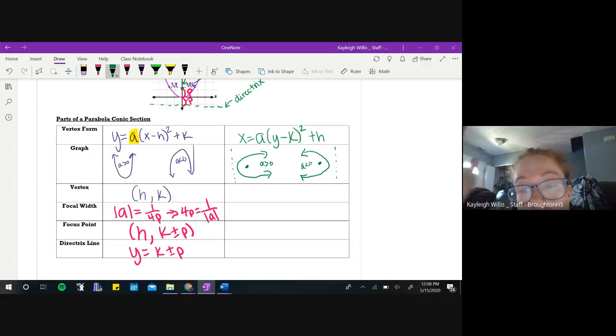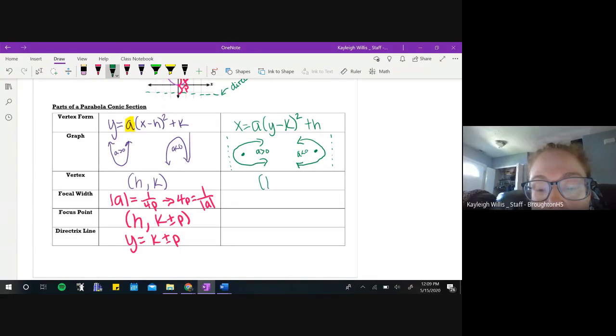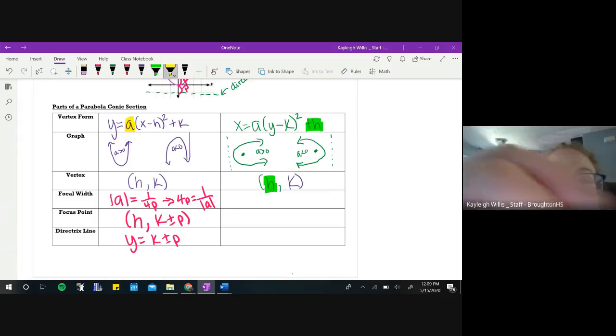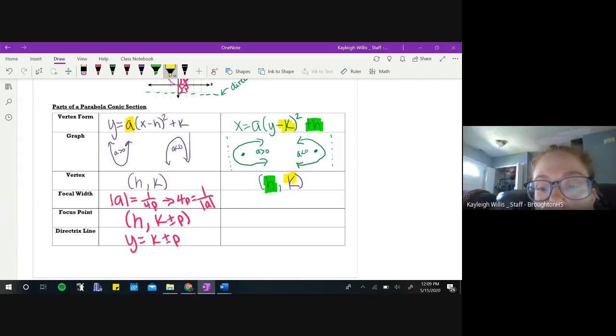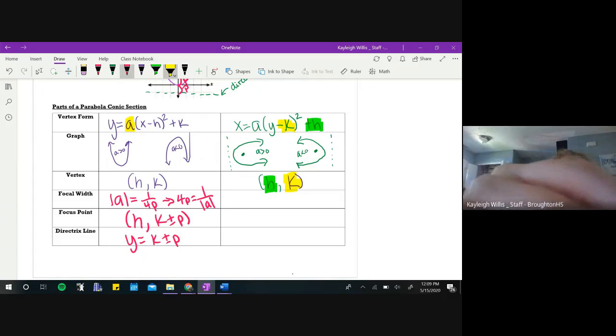Then the vertex, you have to be super careful with this because they try to trick you. This is probably one of the most missed problems, is that you're so used to pulling out H comma K, but now they're backwards. So when you're writing your vertex, H is going to be on the outside. That's going to be the H value. And now you're going to take the opposite of K because it's the one that has the minus sign in the formula. So you have to be careful when it's x equals.